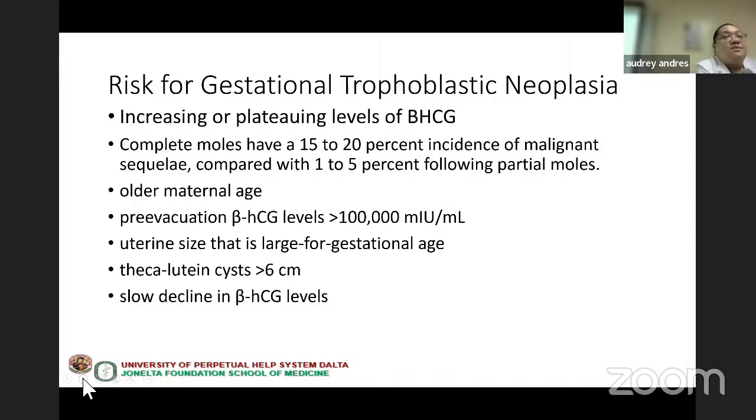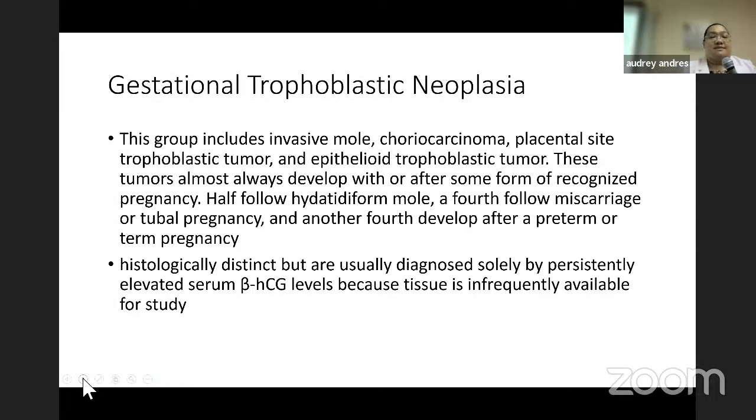So these are the people at risk for GTN. With post-surveillance, you have plateauing levels of beta-HCG. Complete moles, as we have mentioned, have a 20% incidence of malignancy, compared to 5% only for partial moles. Older maternal age, beta-HCG pre-evacuation more than 100,000, uterine size large for gestational age, theca lutein cysts more than 6 centimeters, and a slow decline in your beta-HCG levels.